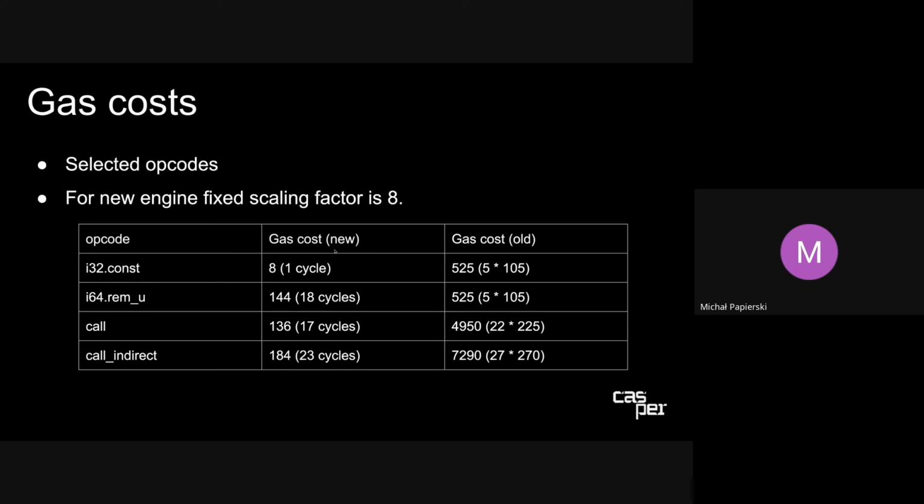So I selected a bunch of opcodes, and I can see across the board it's cheaper. I guess it's still work in progress. There are more tests we have to put into this, so we can still probably tweak the scaling factor. But overall, the results are promising. And in terms of very expensive opcodes, the savings are significant.